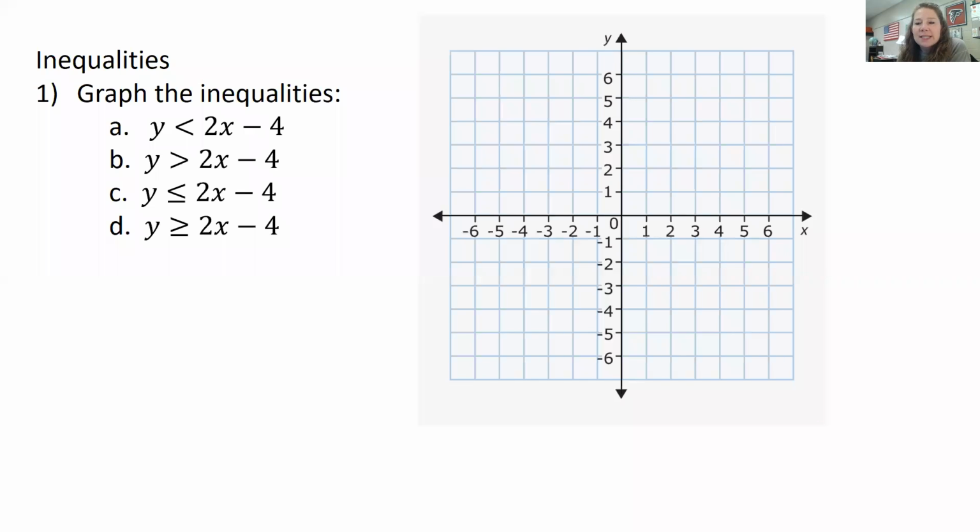Hey, algebra students. This week you are graphing inequalities and also systems of inequalities. So we're going to go over some of the practice problems together.